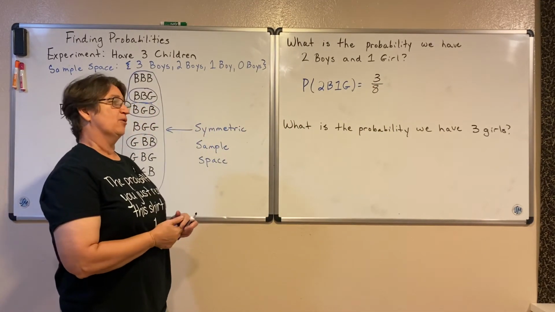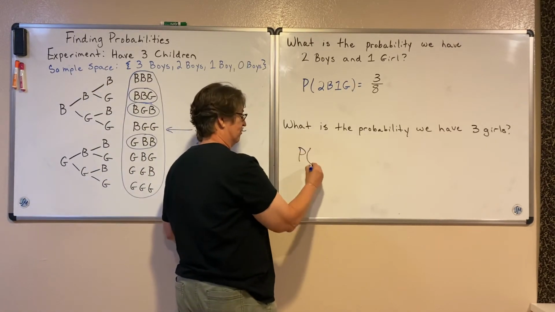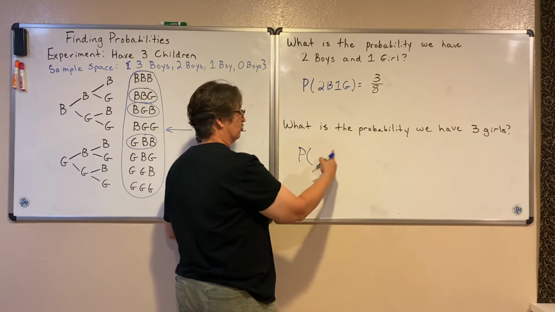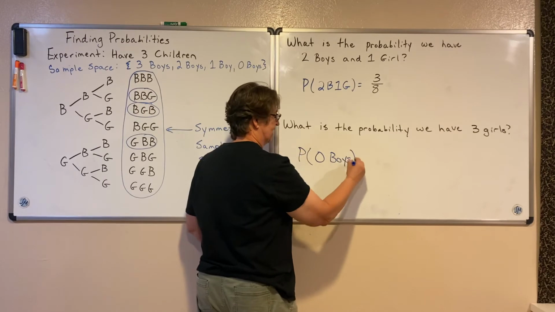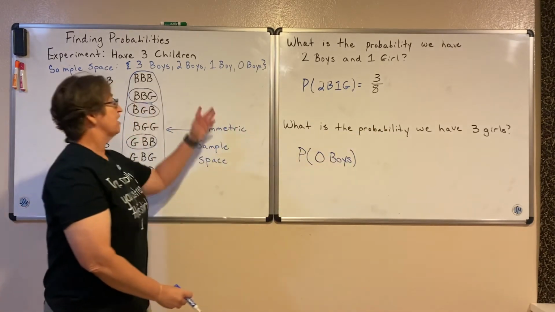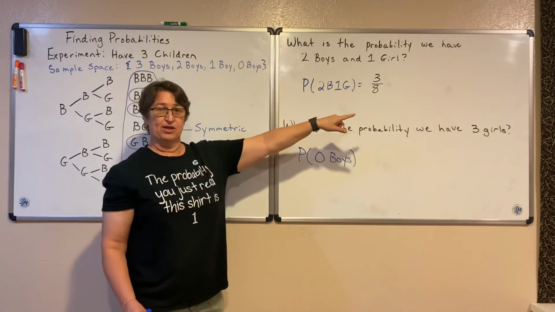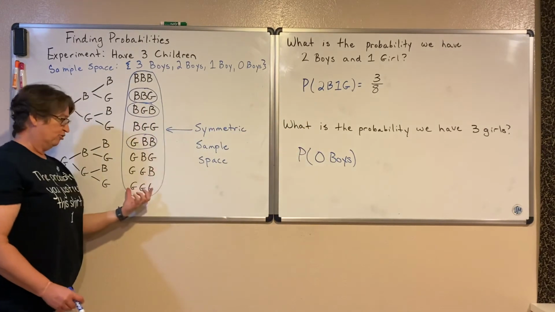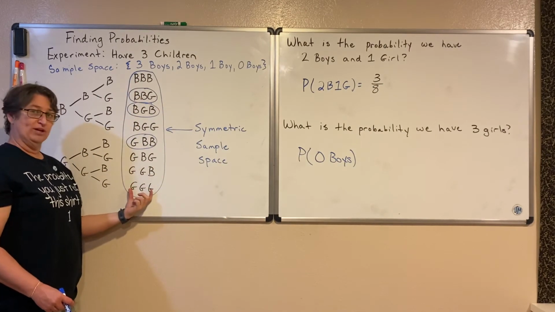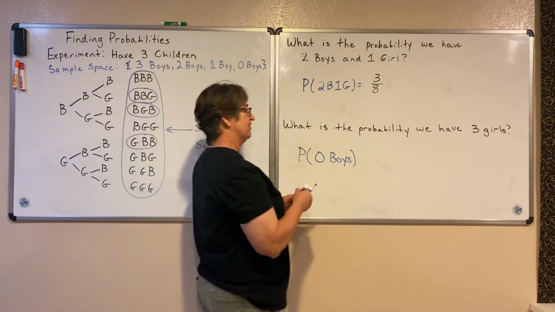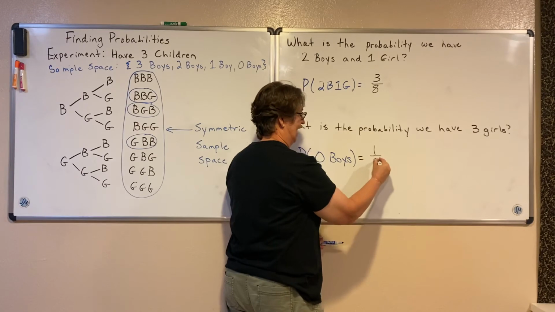What's the probability that we have 3 girls? So again, in that notation we use for probability, we have 3 girls. Or I could say that as 0 boys. That's the same thing as having 3 girls. In our sample space, I wrote it that way, as 0 boys. Well, there's only 1 out of the 8 possibilities where we have no boys. So the probability that we have 0 boys is 1 out of my 8.